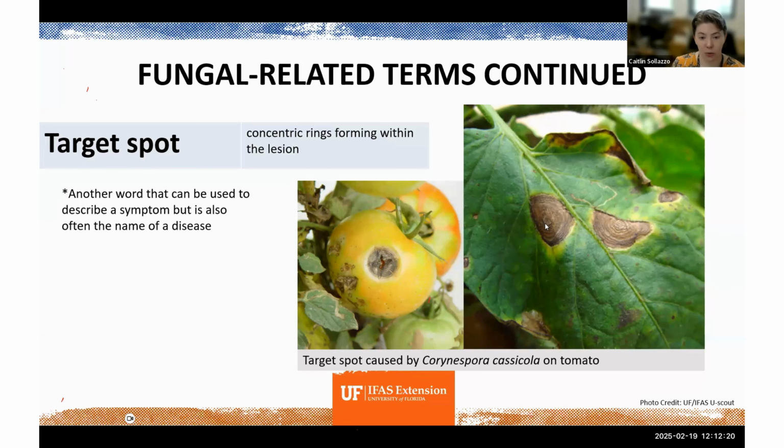But in general, fungi will just grow radially, and you can see these target spot circles. And then this is an example on fruit. And this is another one where this is a target spot symptom. A lot of diseases are named target spot. So this disease is actually called target spot on tomato. So if you Google it, that's the disease name as well as the symptom that it shows.